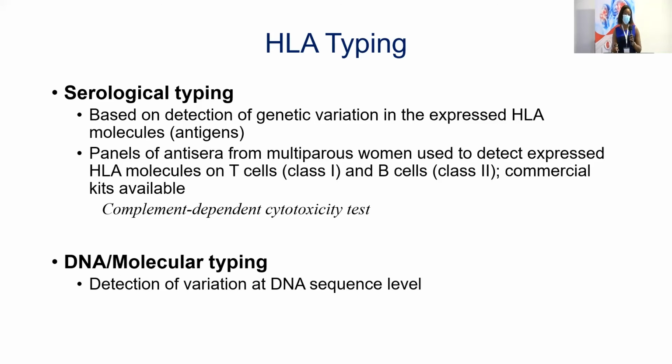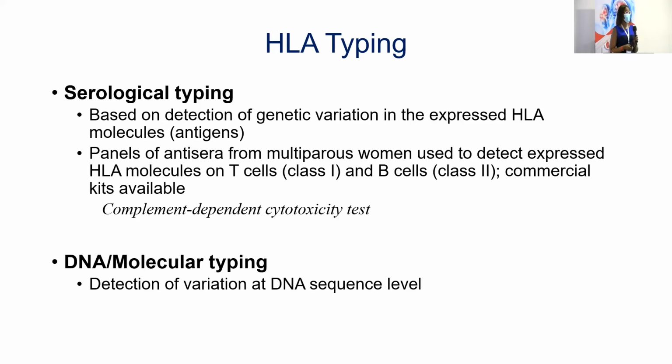Remember, the T cells express class 1 HLA, the B cells express both class 1 and 2, but they would use that to compare and see whether someone is sensitized against class 1 or class 2 HLA molecules. This test is basically called the complement-dependent cytotoxicity test. I'll allude to it later. But it's a very finicky and time-consuming test. It's difficult to maintain stability in these panels of antisera.